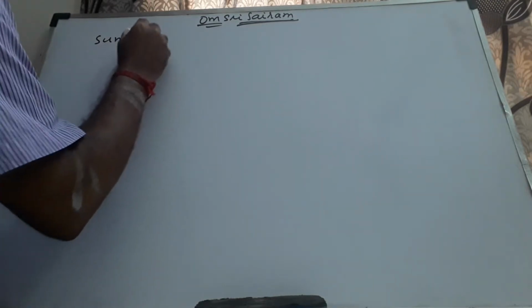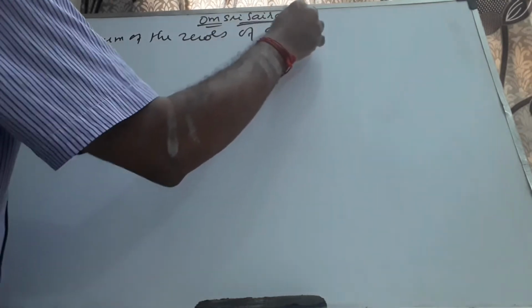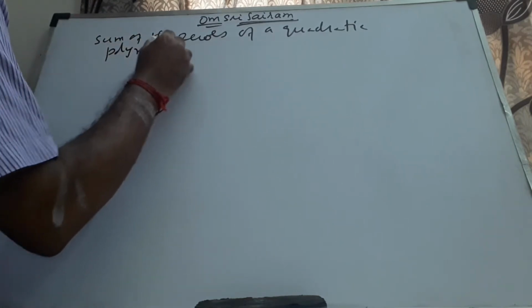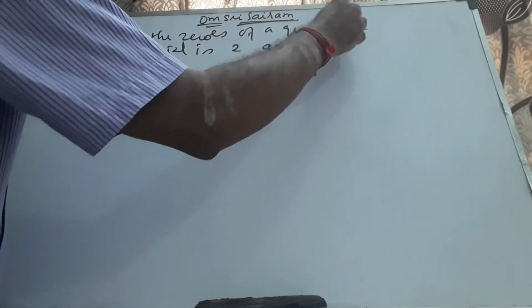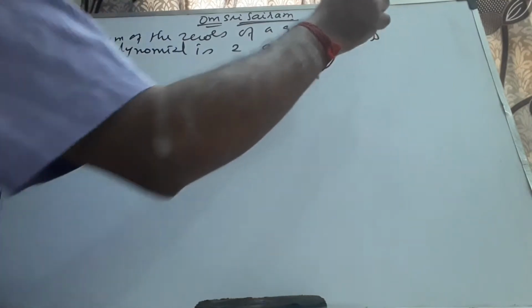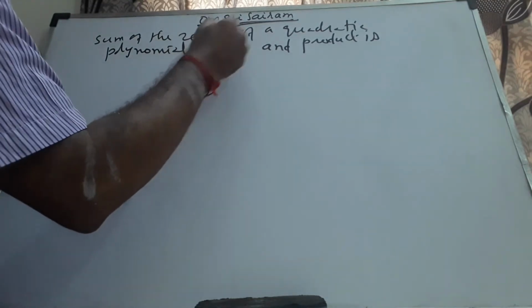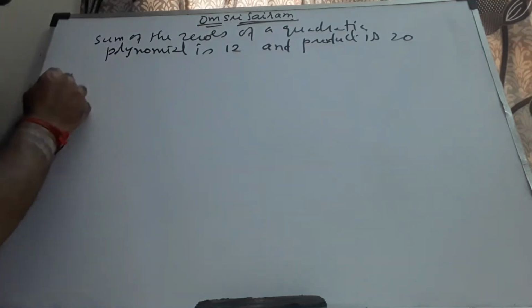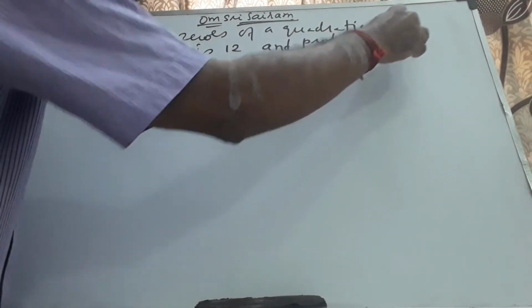Sum of the zeros of a quadratic polynomial is 2 and product is, okay, let me take 12 and 20, let us say, for sum is 12. Okay, you know very well how to get the polynomial. Find the polynomial. That is the question given to you.